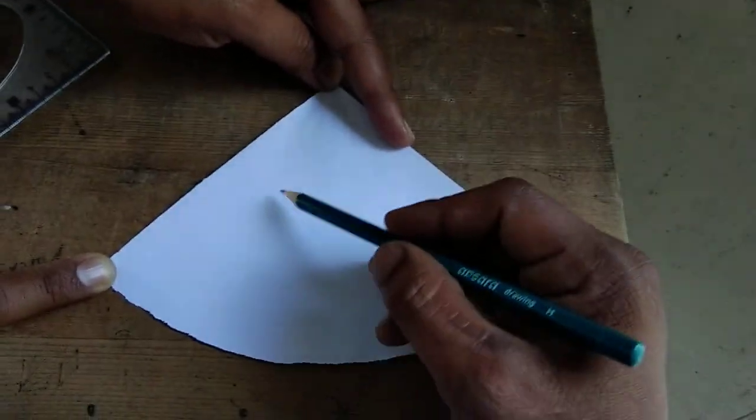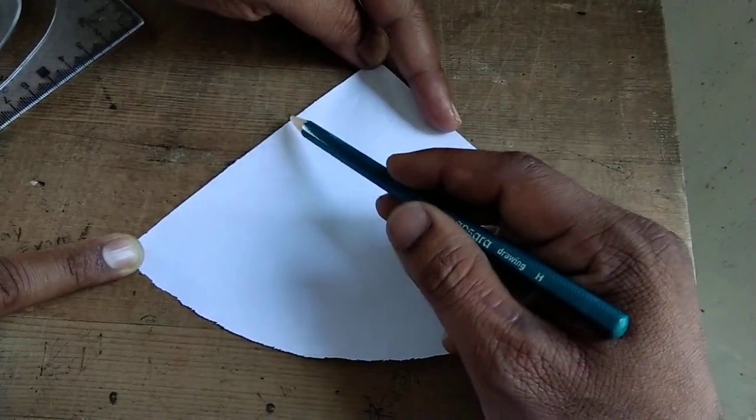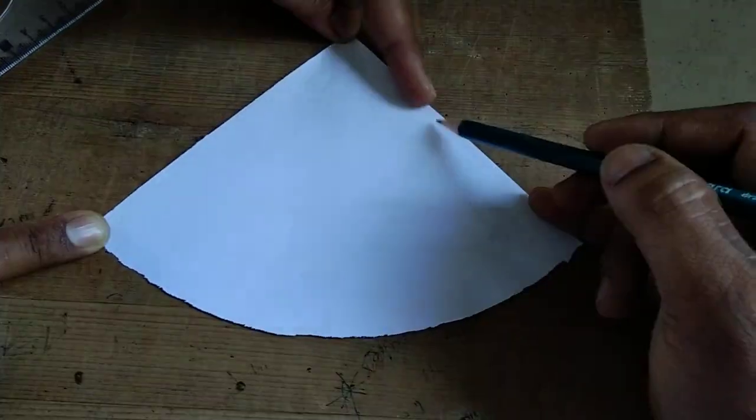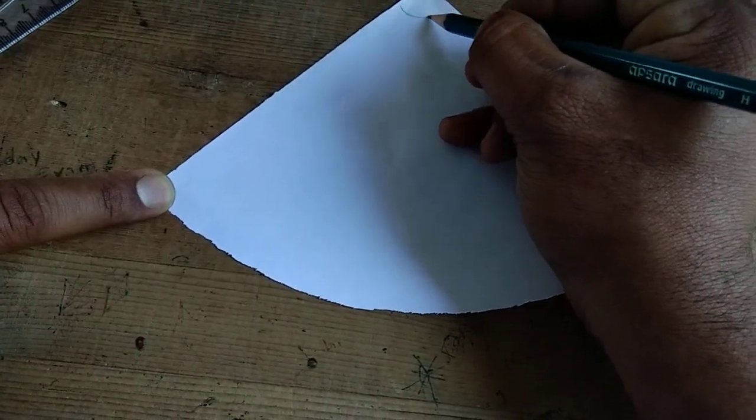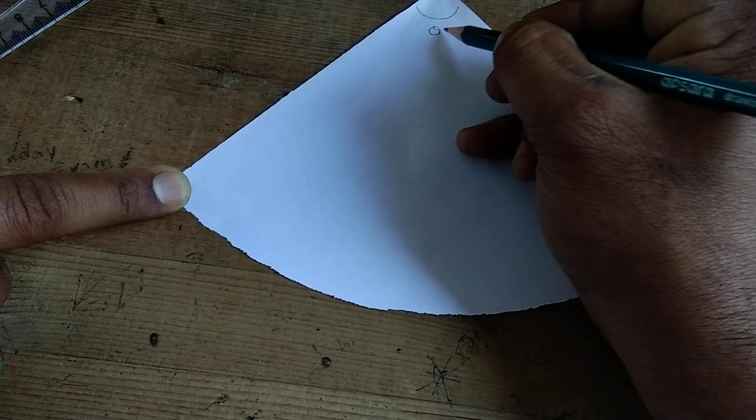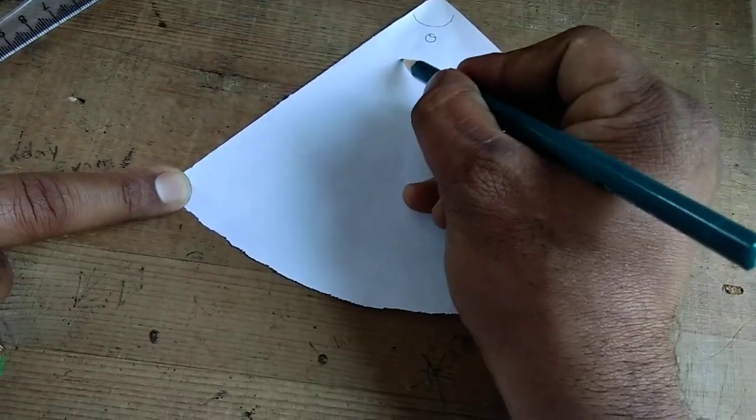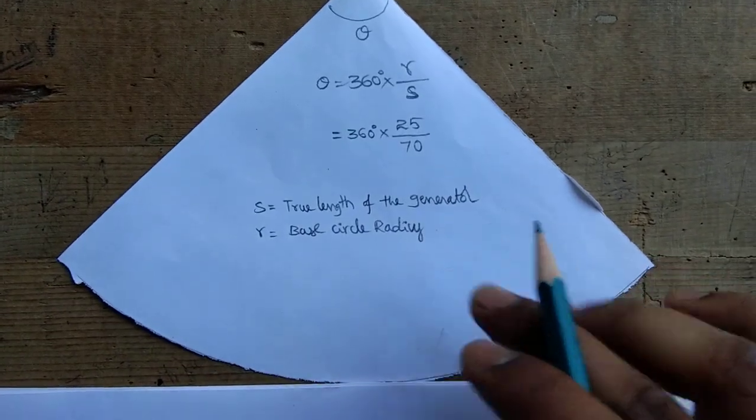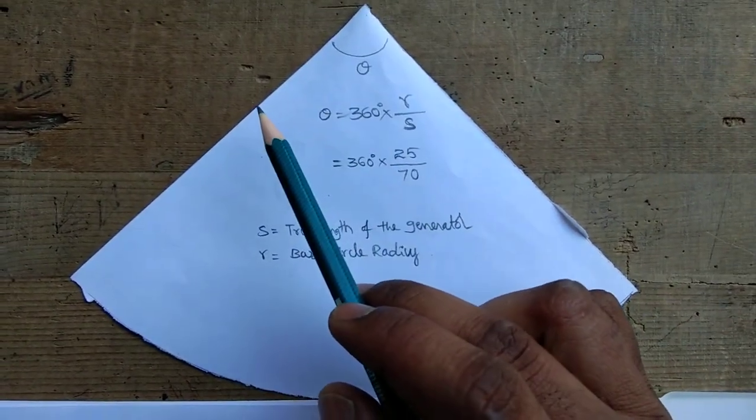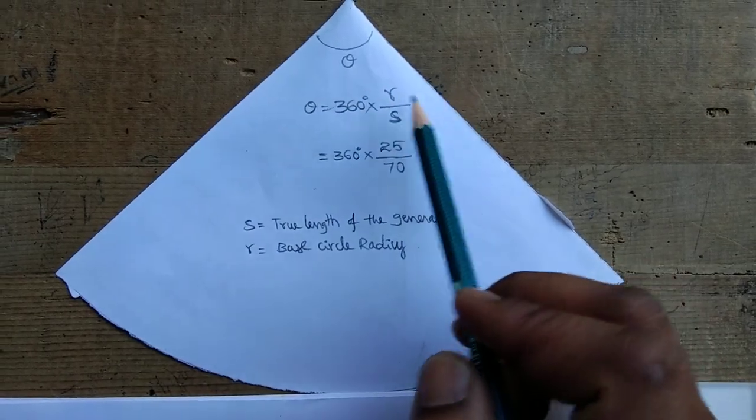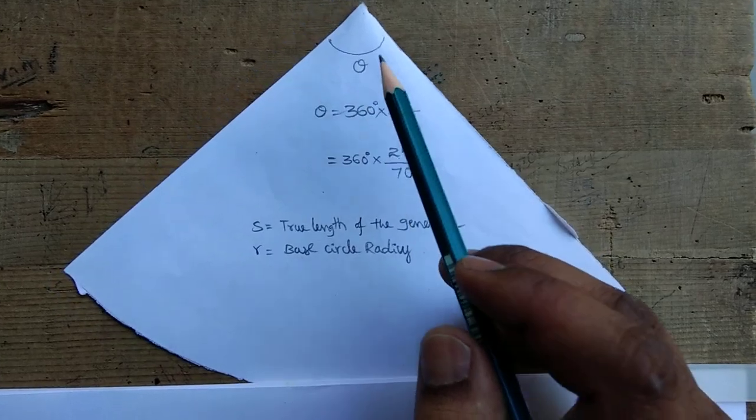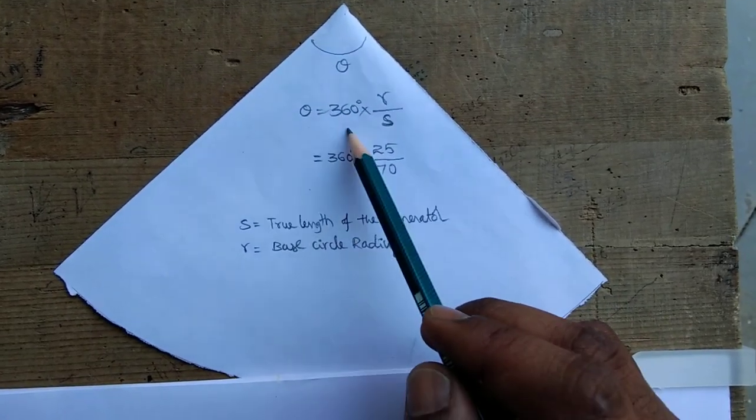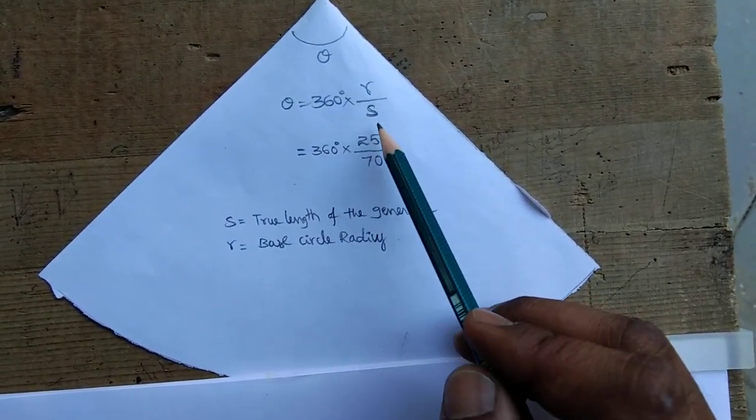One more thing, here we have two lines. This one is one generator and this one is another generator. What is the inclination between these two lines? That is denoted by theta. We can calculate theta. As I said, the inclination between this line and this line, the sector angle, is represented by theta. So how can we calculate theta? Theta is equal to 360 degrees into small r by s.